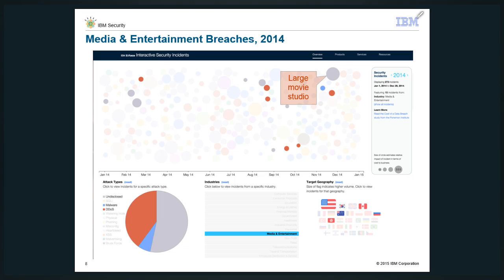In any case, it's a way that you can interactively look at incidents by industry, by size, by type of attack, et cetera. In this particular case, I was looking for a particular one, a media and entertainment breach that happened in late 2014. Anybody can guess who they are. And what we find here is that they were attacked through malware and distributed denial of service.